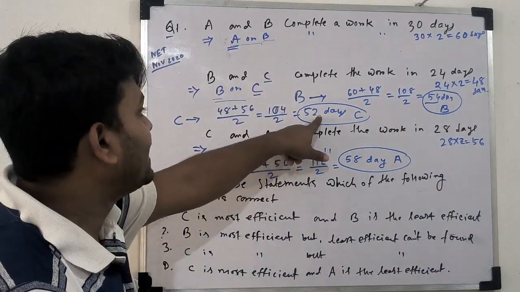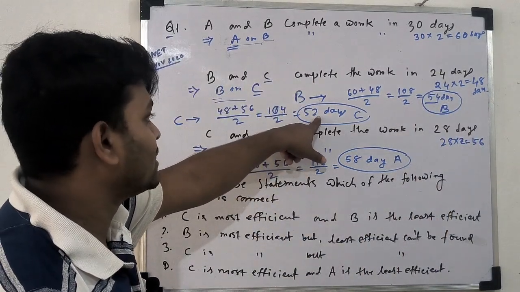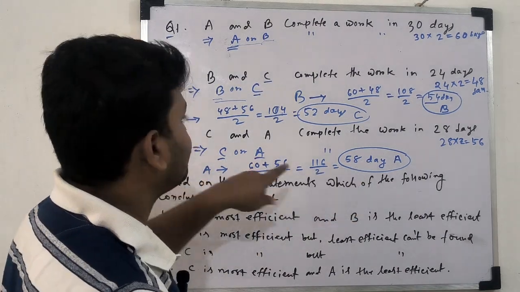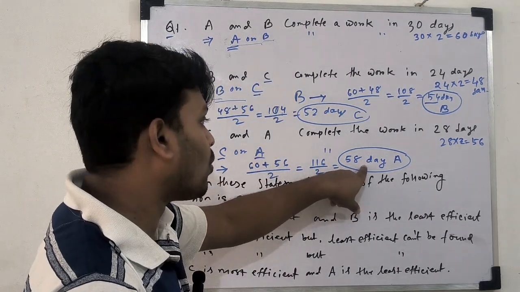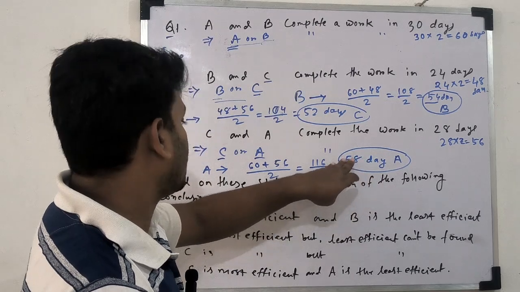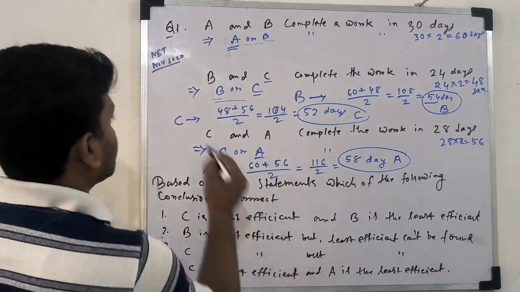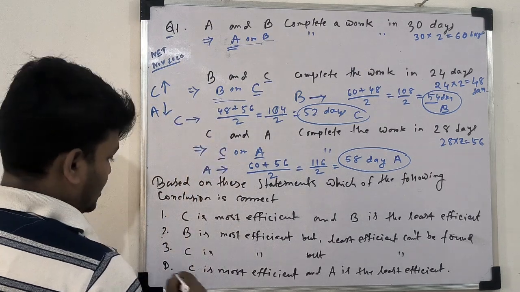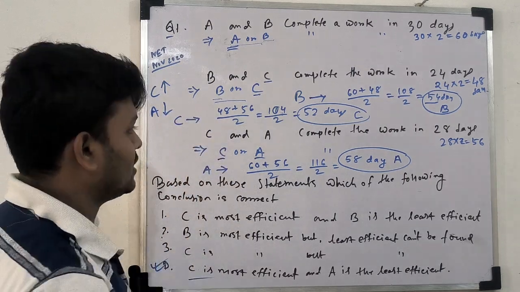So C takes the fewest days, so C is the most efficient. And A takes 58 days, the most days, so A is the least efficient. So C is the most efficient and A is the least efficient. So this is the correct option.